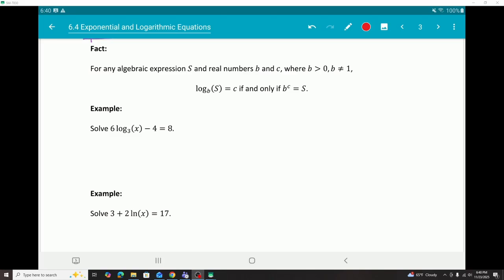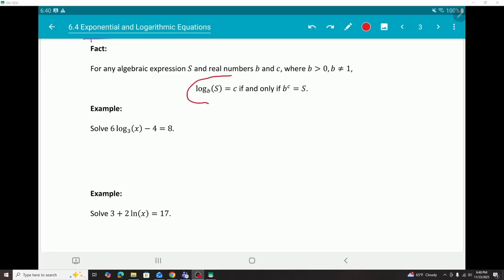So the second half of 6.4 says, what happens if your variable happens to be stuck in a log? It's not the most common thing in the world, but it can happen, especially if you insert a log where it might not belong to help you with something else. And so for that, we can use a similar fact, which says, if you want to solve a logarithmic equation, you can boil it down to an exponential equation instead.